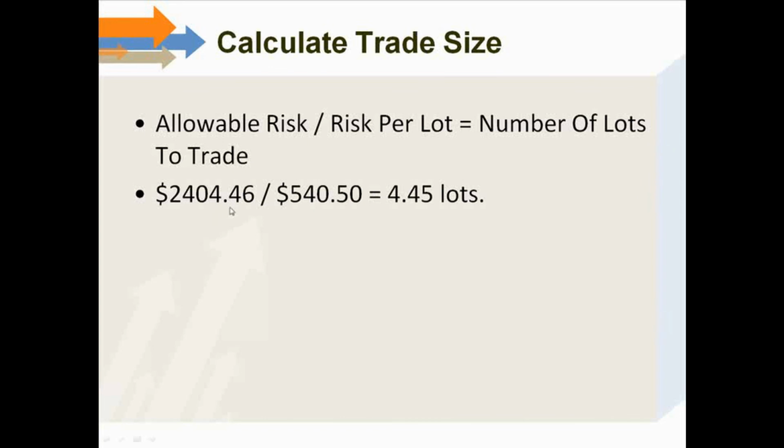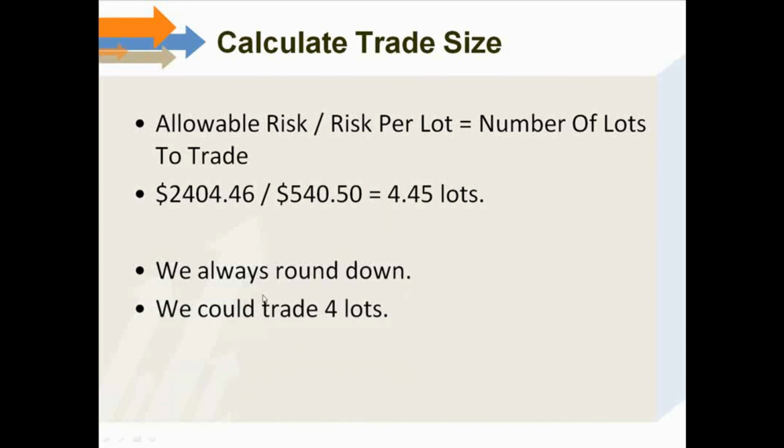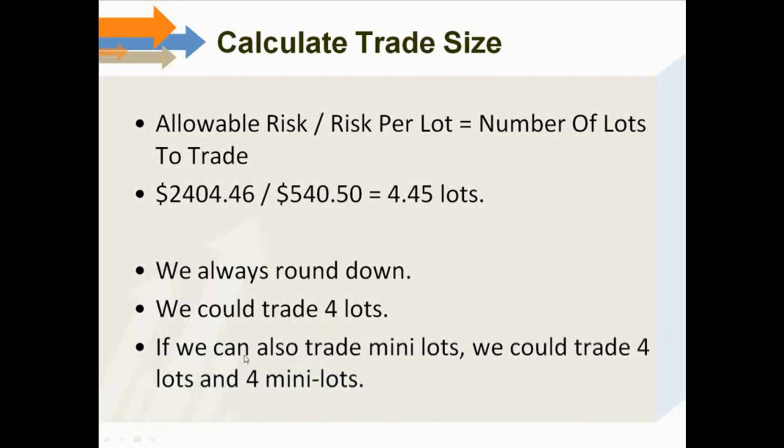So 2404.46 divided by 540.50 means we could trade 4.45 lots, and that would be the correct trade size. We always round down. So in this case, if you were trading full lots, we would trade 4. If you have an account that allows you to trade both full lots and mini lots, you could trade 4 full lots and 4 mini lots. So you always stay down. We want to stay under that acceptable risk level.